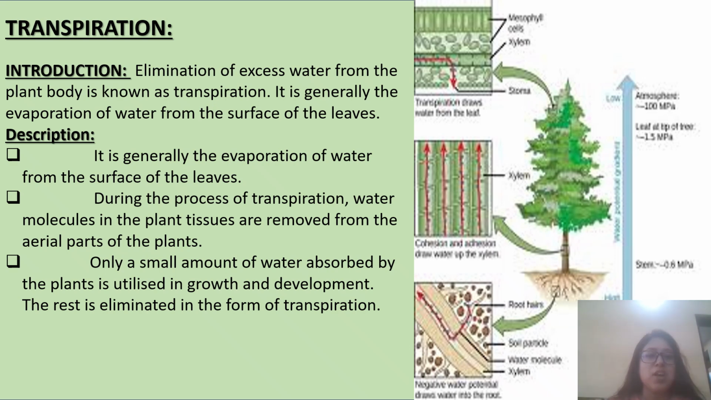Let's go. Transpiration. Introduction. Elimination of excess water from the plant body is known as transpiration. It is generally the evaporation of water from the surface of the leaves. Next, description. During this process of transpiration, water molecules in the plant tissue are removed from the aerial part of the plants. Only a small amount of water absorbed by the plant is utilized in growth and development. The rest is eliminated in the form of evaporation, or excess water is removed by transpiration.